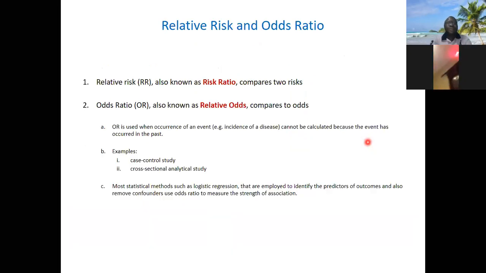Now, let's come to the issue of relative risk and odds ratio. Relative risk, also known as risk ratio. A ratio is anything you get by dividing two quantities of the same unit. When you are dividing two similar things, their units cancel and it becomes a ratio. What you have has no unit. I usually give an illustration.